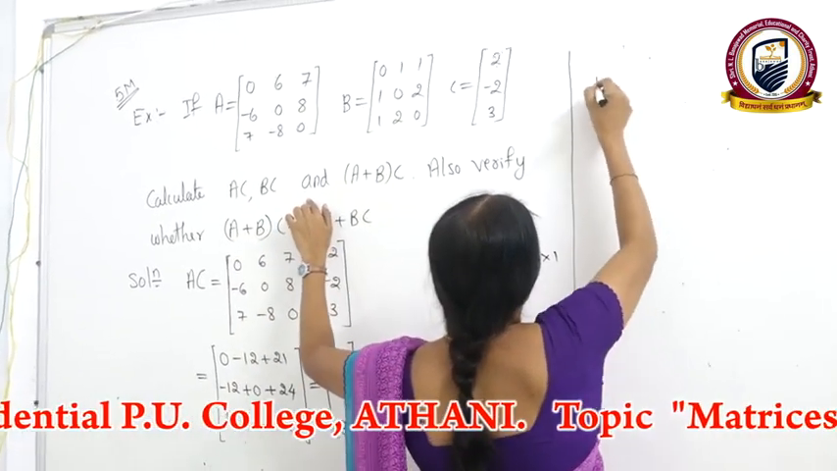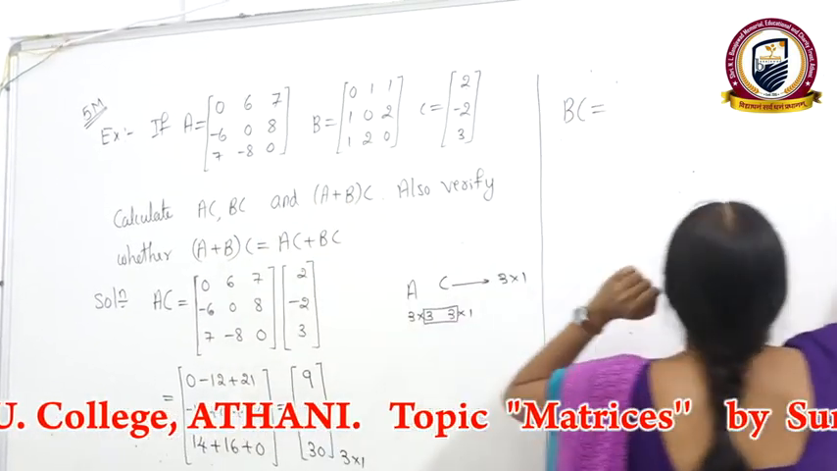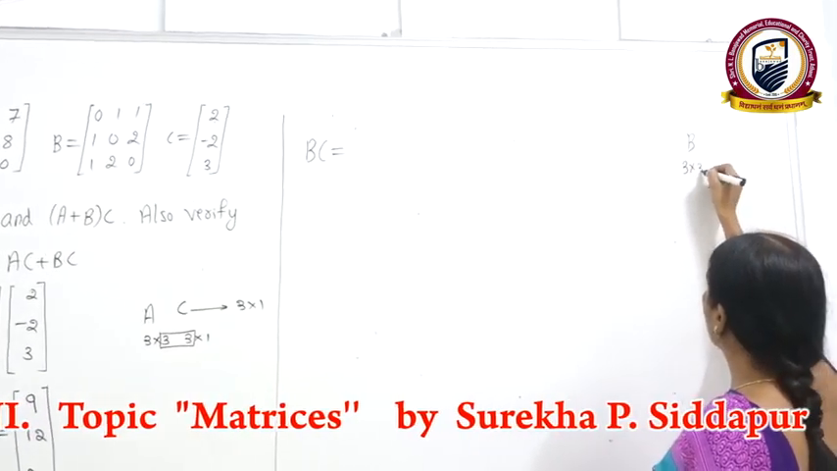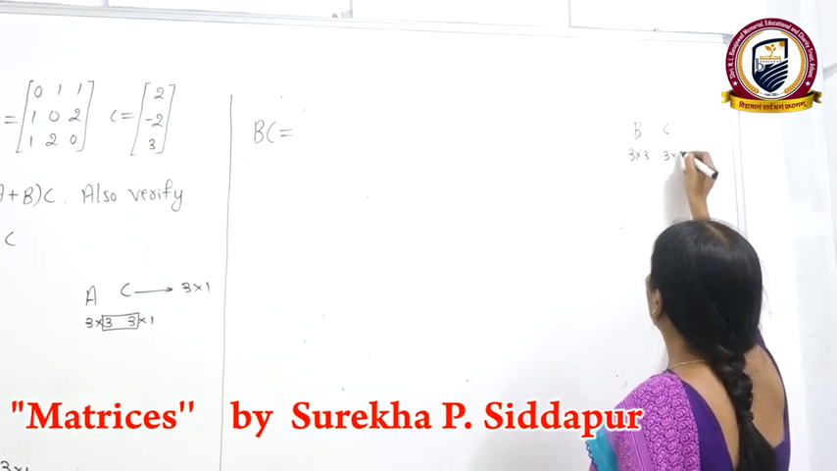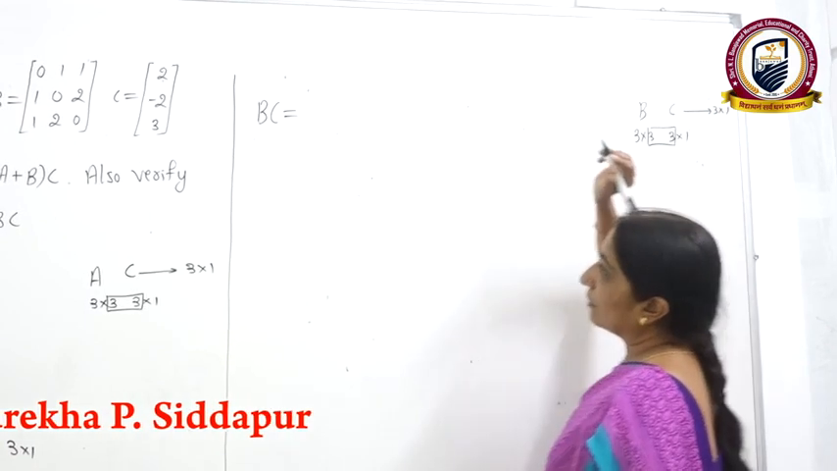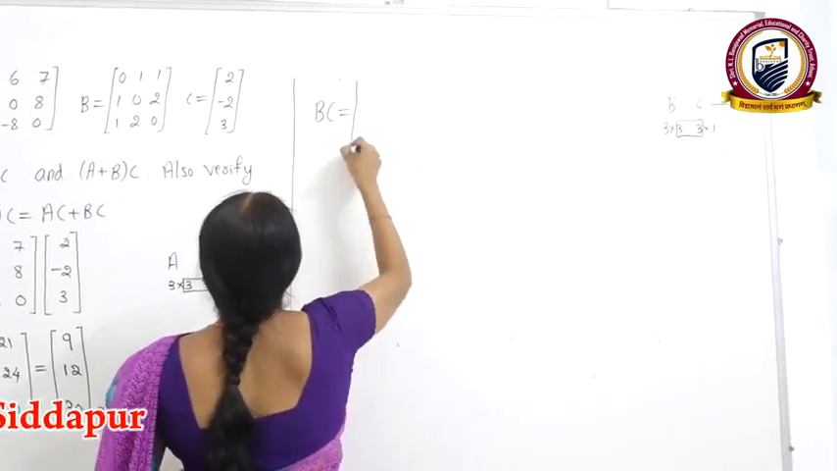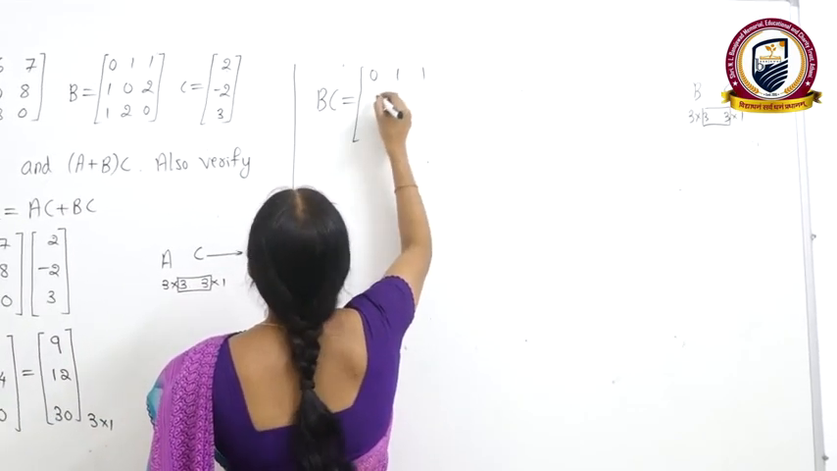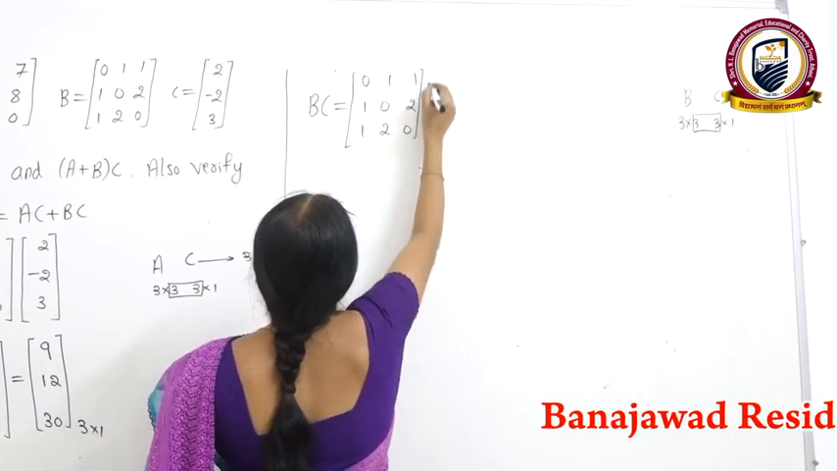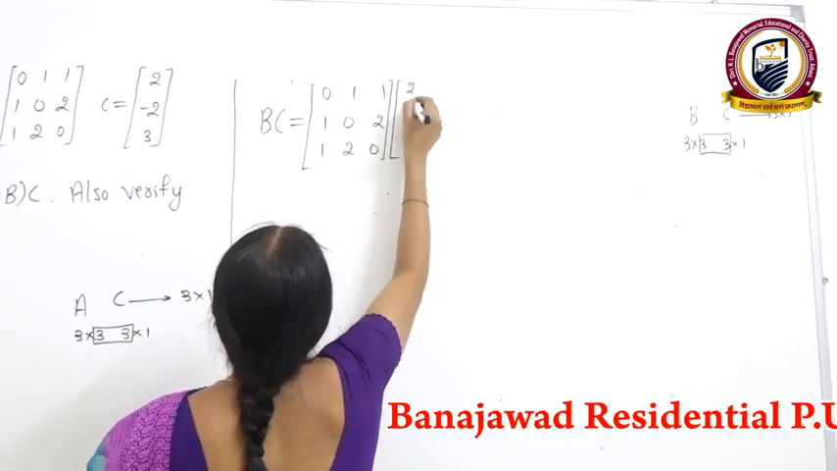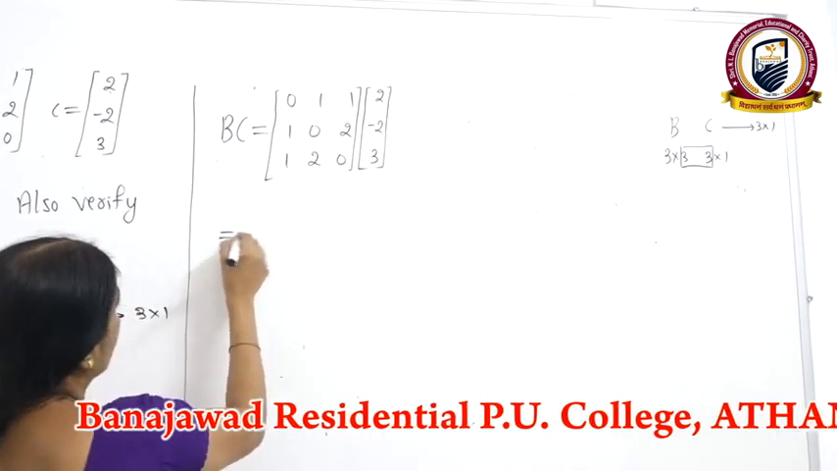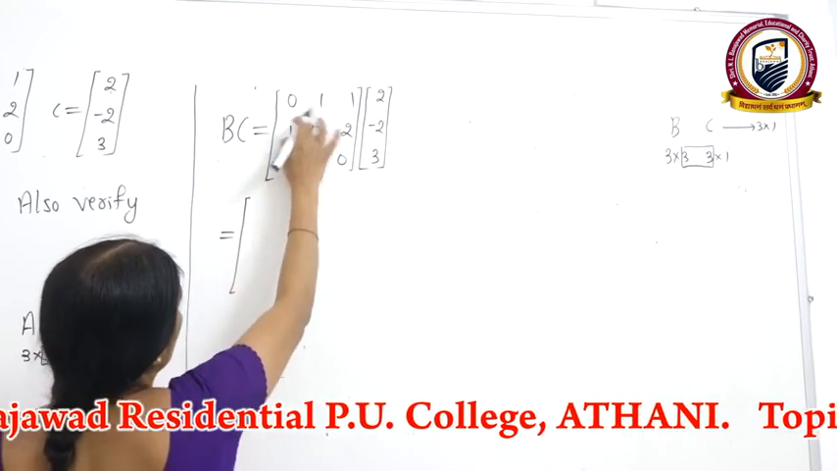So what is BC? Before writing BC, see what order B has. B has the order 3 by 3 and C has the order 3 by 1. After multiplication, what will be the order? It will be 3 by 1. So write down matrix B. 0, 1, 1. Now multiply. First row with first column.